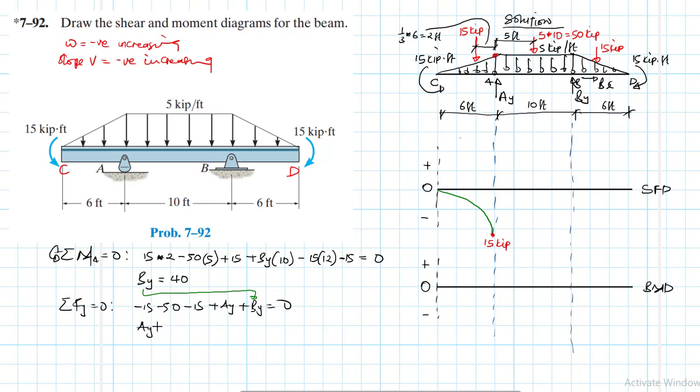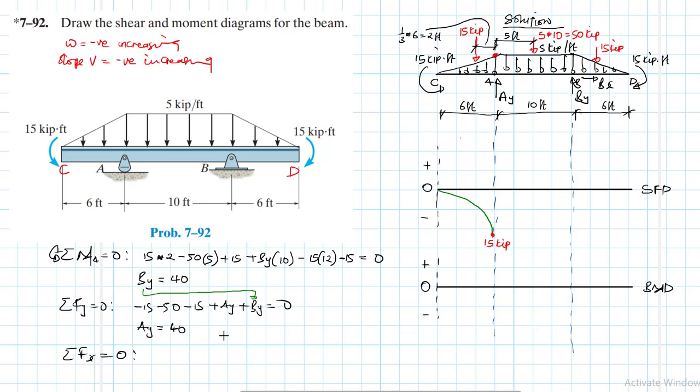Therefore, Ay is just going to be equal to minus 15, minus 50, minus 15, and then plus 40. So this gives us a 40, rather. Okay, 40, right? Minus 15, minus 50, minus 15 and then plus 40. Okay, so Ay is also equal to 40, and then summation of forces in the x equal to 0.